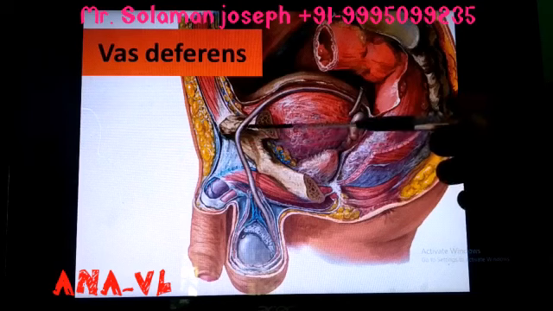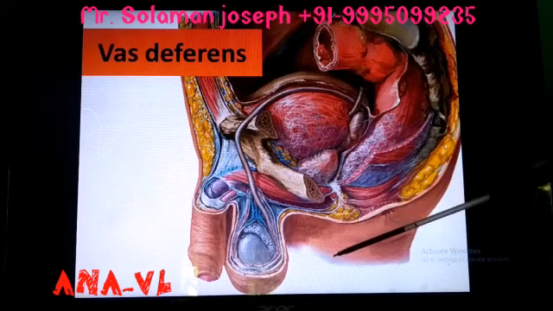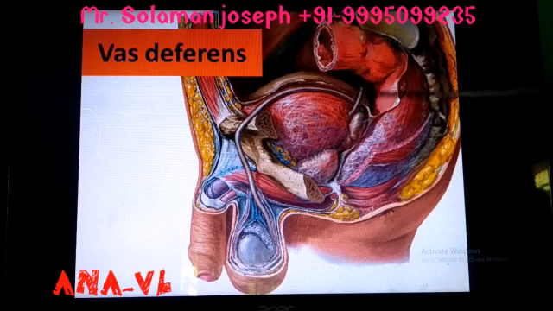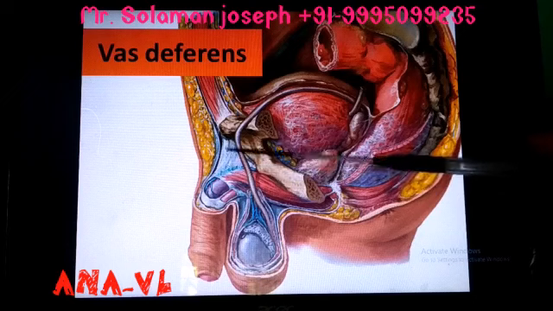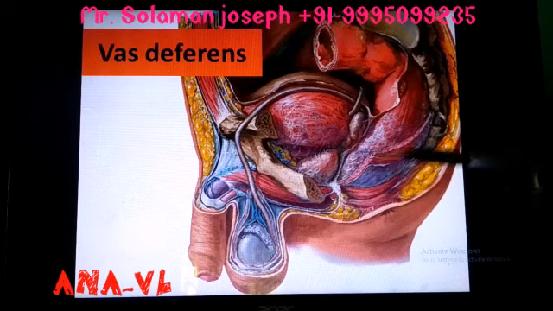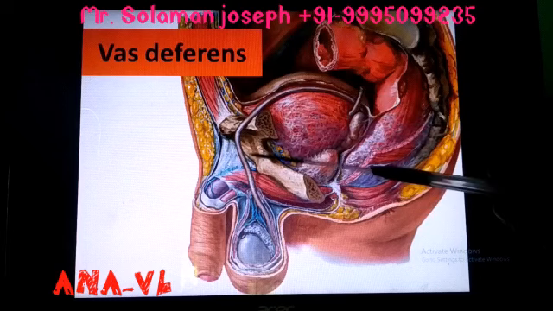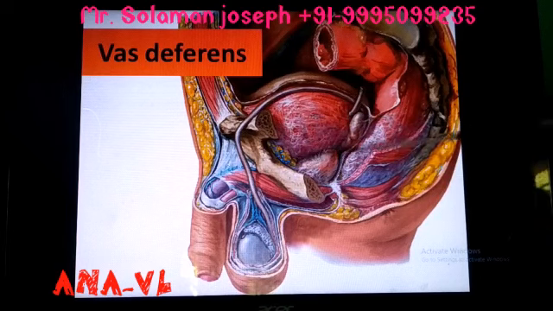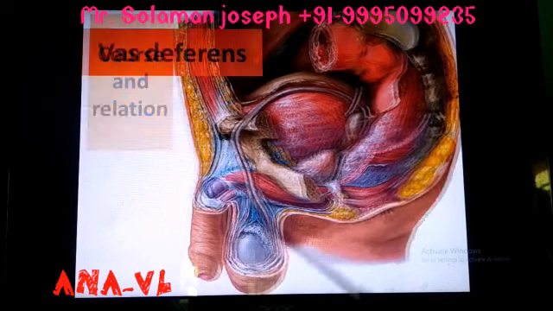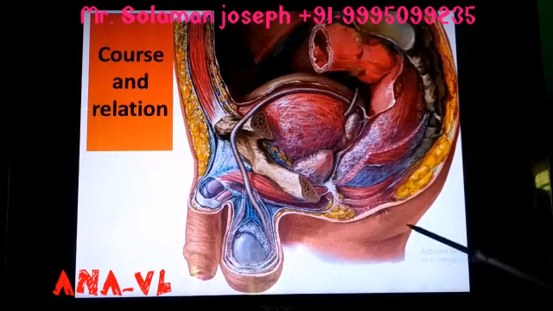The vas deferens is 45 centimeters long, that means 18 inches long. It resembles a whipcord because its musculature is thicker than the luminal size. That means the lumen is very narrow and the muscular structure is thicker. That's why it resembles a whipcord. Now we go to the next slide: the course and relations of the vas deferens.